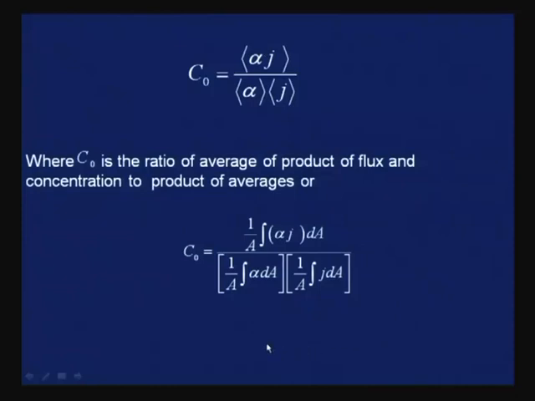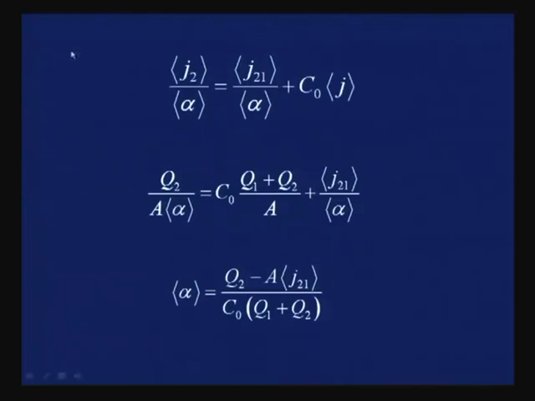So, C0 is the ratio of the average of the product of flux and concentration to the product of the averages. This is the basic definition of C0, and then using this definition we come across this particular equation based on input parameters, from where alpha can be obtained by using this expression. Here we find that if J21 is small and C0 is close to unity, when the velocity and the concentration profiles are flat, and when J21 is much less compared to Q2 by A, then alpha reduces to the homogeneous flow value.